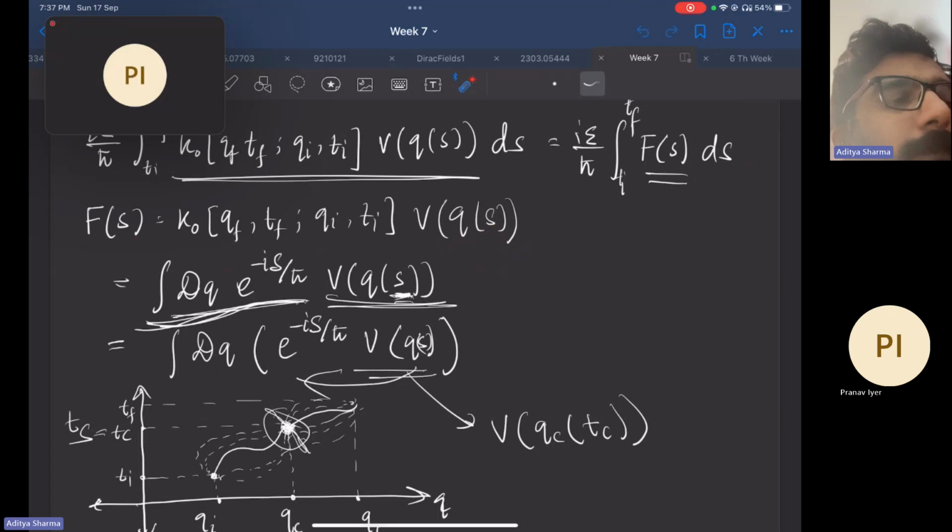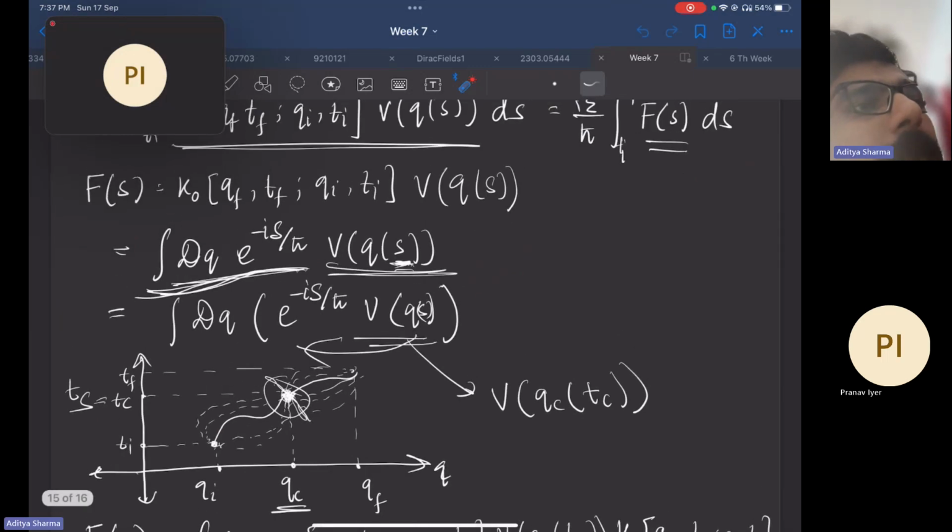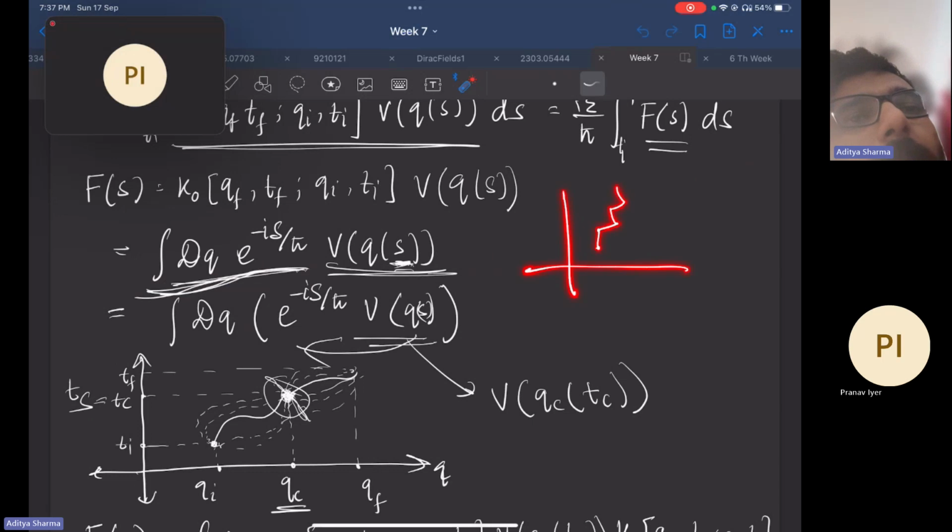I'm looking at the potential. So q of s, suppose, gives me qc, and this is at time s. This should be s, okay? So it gives some value qc. Now, what does this integral mean? This means path integral. When you utilize the sum over all paths, you break over paths and you have a sum over all paths to get the path integral. You have this idea, right?